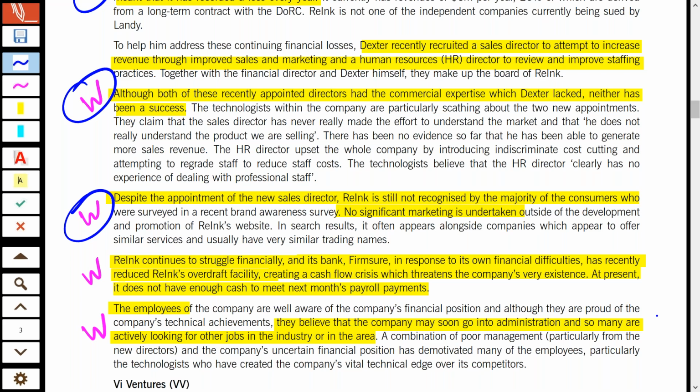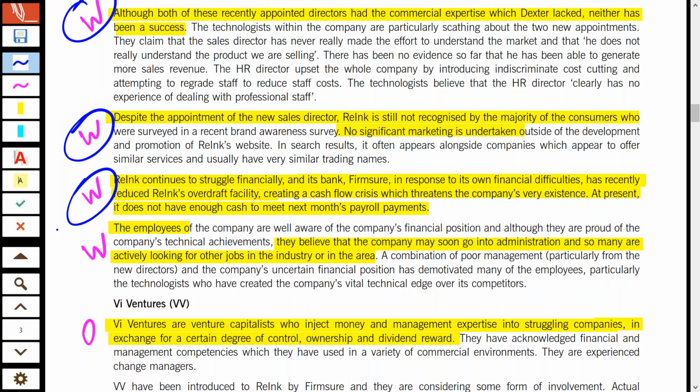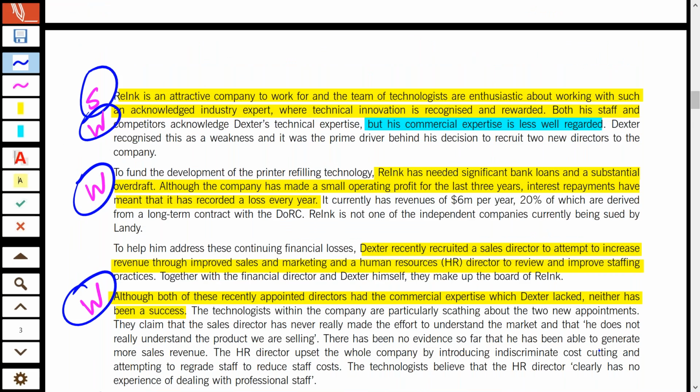No significant marketing. This one. Cash flow crisis, weak financial position, about to be shut down. This one. Employees are actively looking for a job, so there are so many weaknesses. So if you have highlighted and done your referencing, you can easily copy paste with a slight tweak in the language, and your points start getting compiled, and it's very easy. It makes your life easy, right?